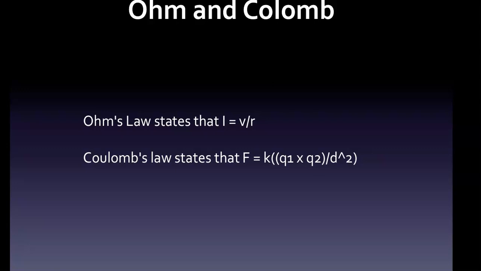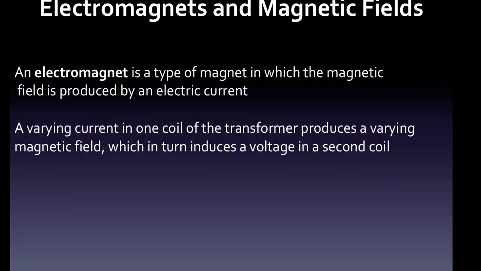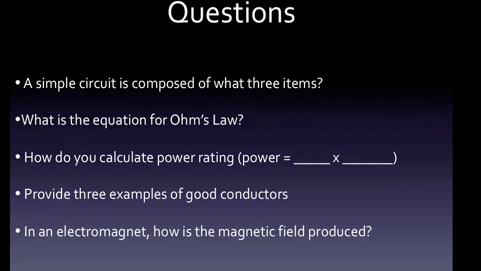Now we go into a couple of equations. Again, we have power P equals VI, and so that means that power equals voltage times current. We'll go back to our questions. Wasn't that there somewhere? Power rating, that third one there. How do you calculate power rating? P equals VI. Power equals voltage times current. We need to know that one.